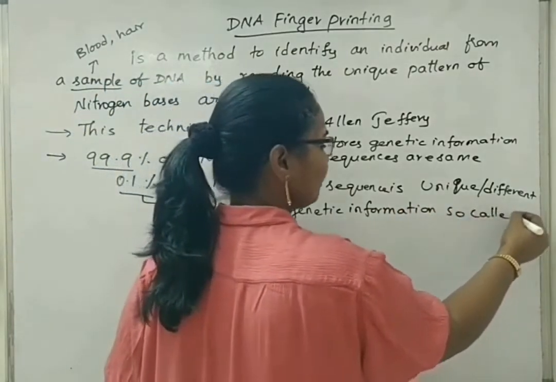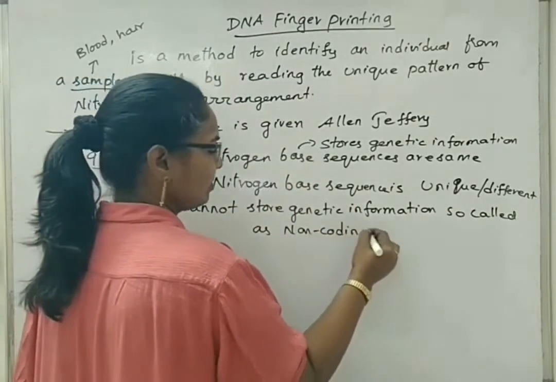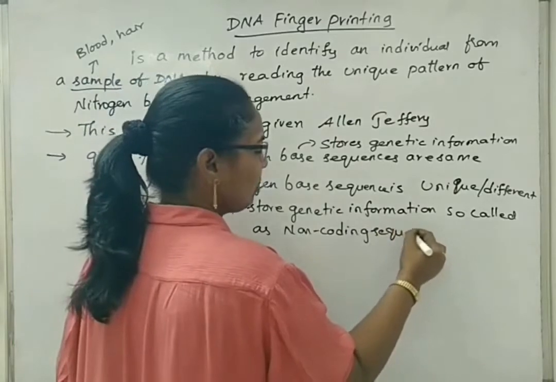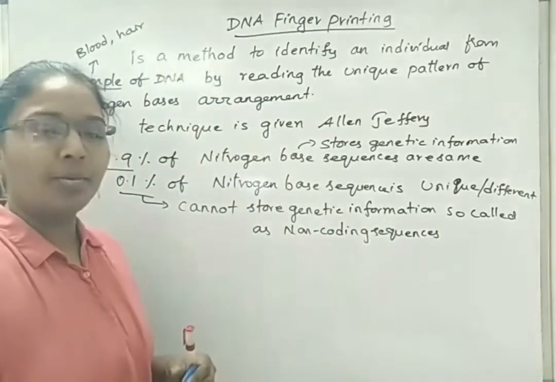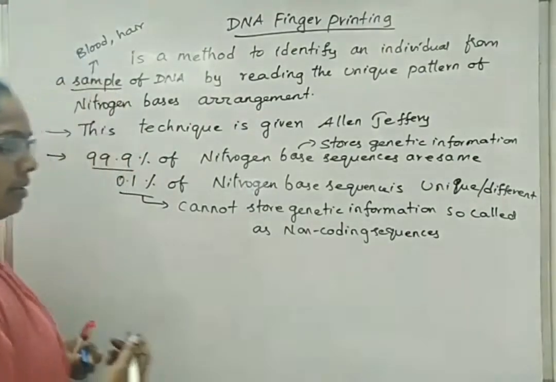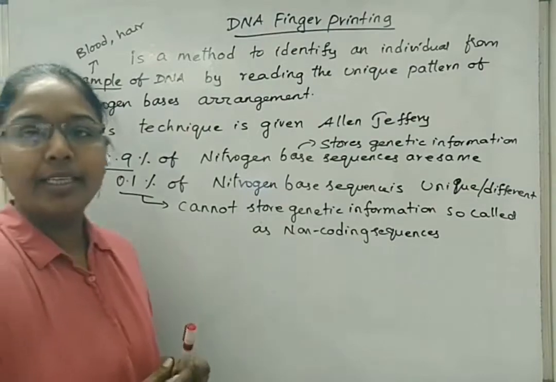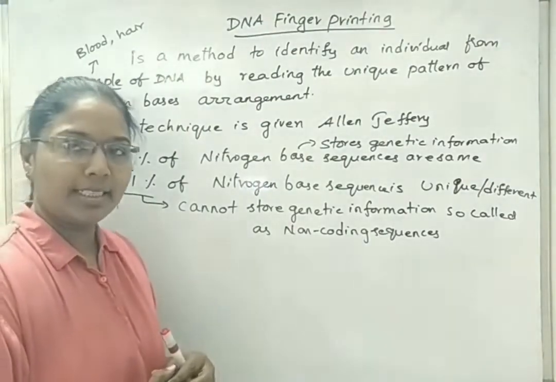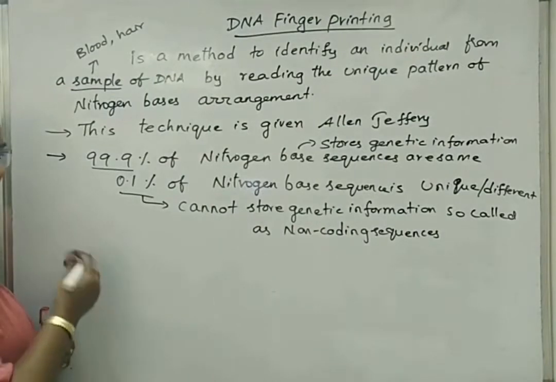So they are called non-coding sequences. We have seen the non-coding sequences during transcription in the form of hnRNA. There we have seen introns and exons. When DNA is separated on the basis of density gradient also, we have seen DNA having two different strands.